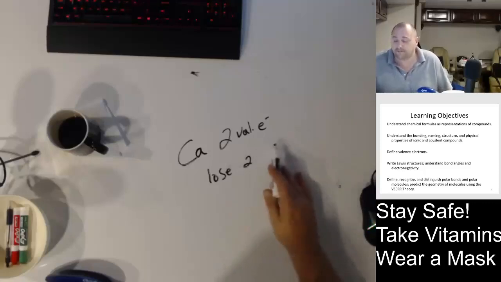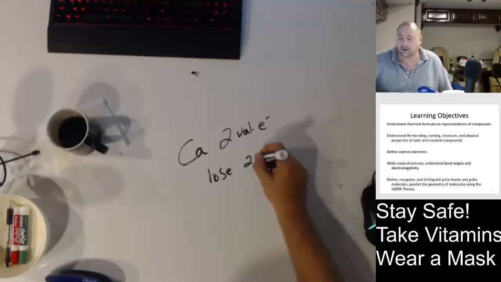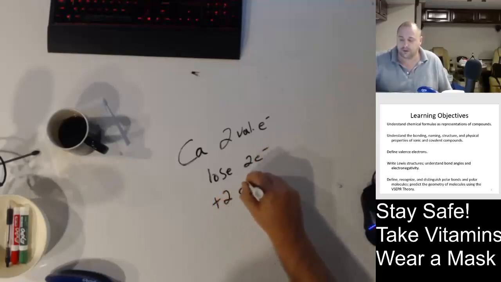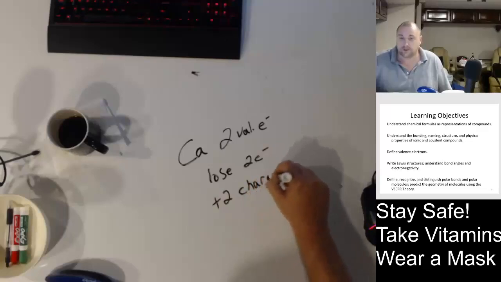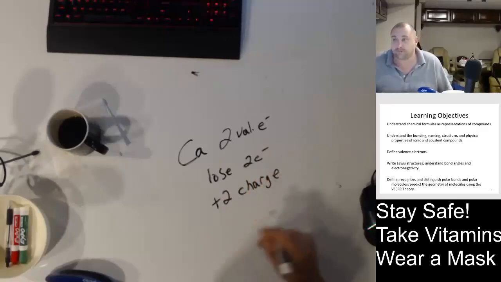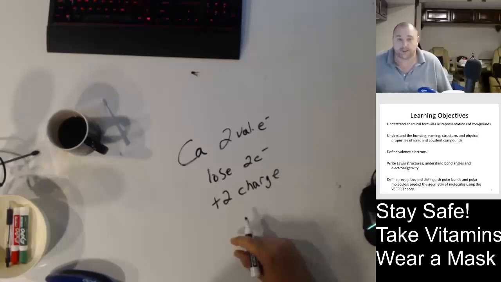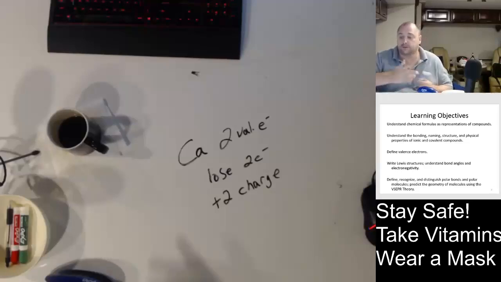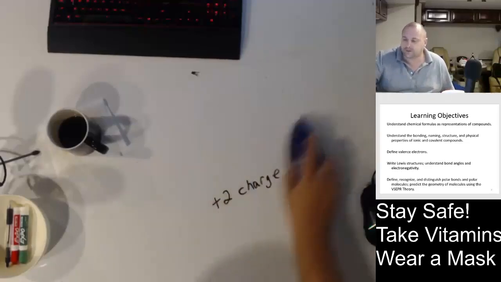Okay? And so, if it lost 2 electrons, this will be a +2 charge. Calcium would now have 20 protons and 18 electrons because it lost 2. So it had a +2 charge. That's how we use the octet rule.